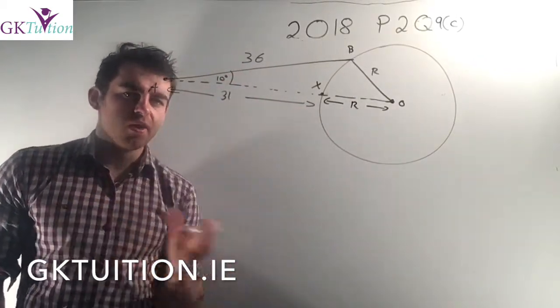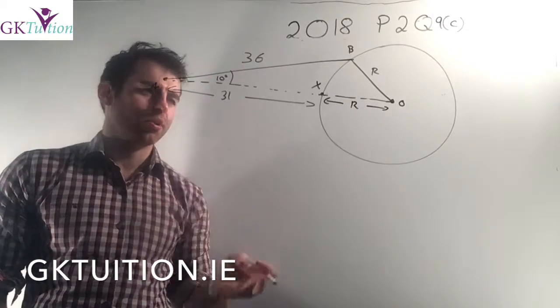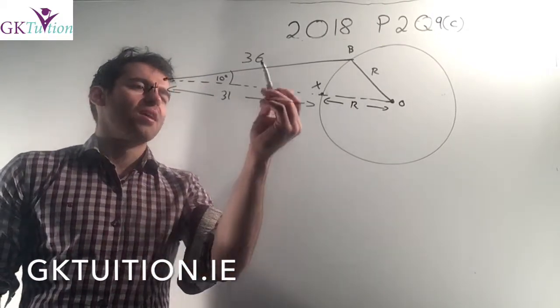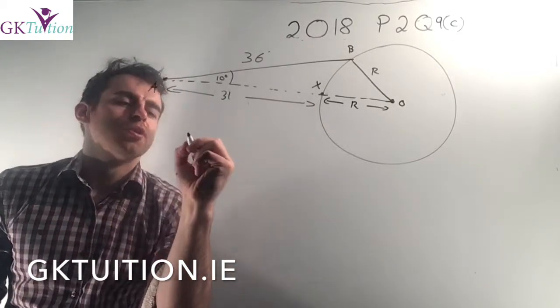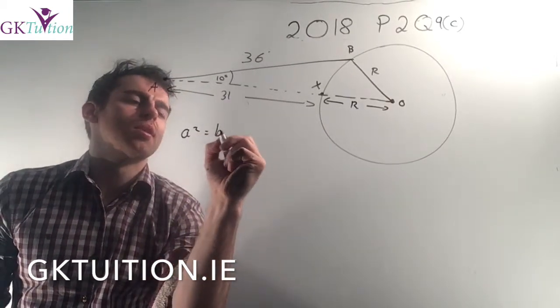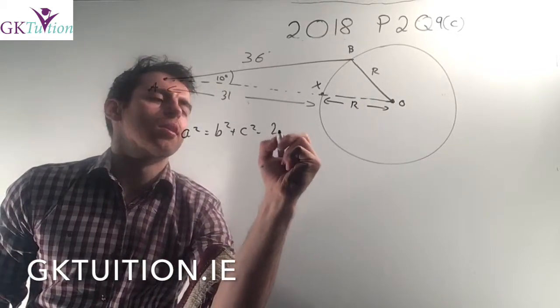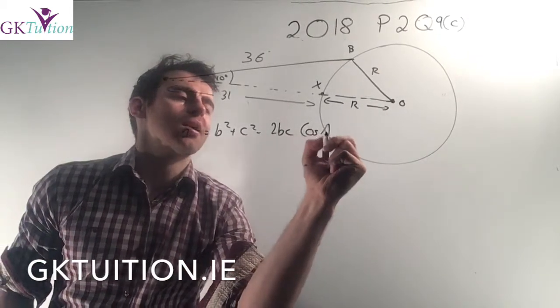But it's a non-right angle triangle, so it's either sine rule or cosine rule. In this case, you have 2 sides and the angle in between, so you're going to be using the cosine rule. So I'm going to sub into a squared is equal to b squared plus c squared minus 2bc cos a.